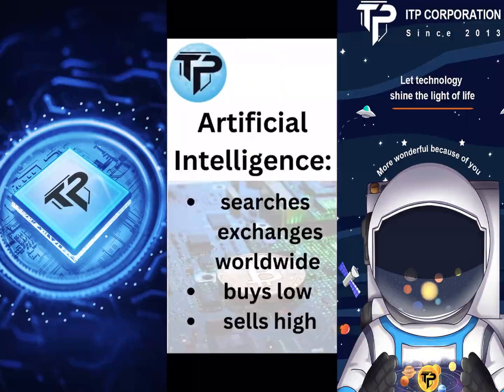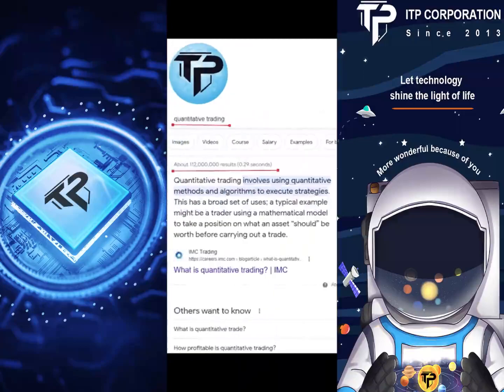So, like I say, this uses artificial intelligence to search all the exchanges worldwide, looking at buying at a low price and selling at a high price. This is called quantitative trading. Now quantitative trading has been around for quite a while. If you go onto Google and put in quantitative trading, it comes up with about 112 million results. This is quite important because quantitative trading is very well established.